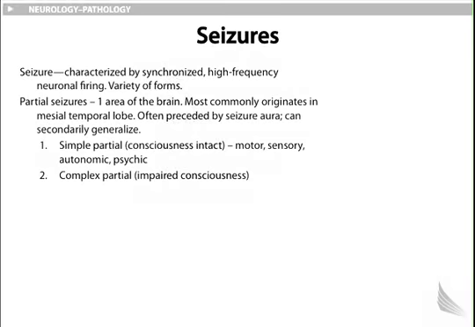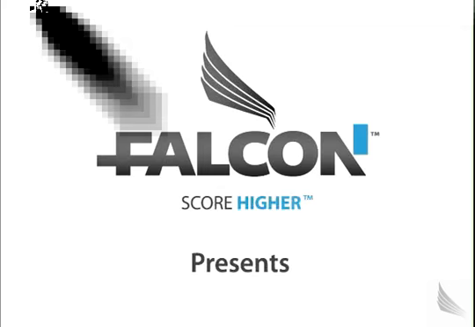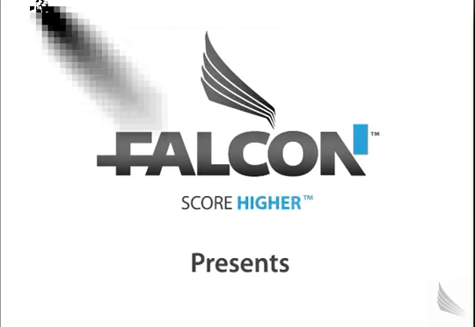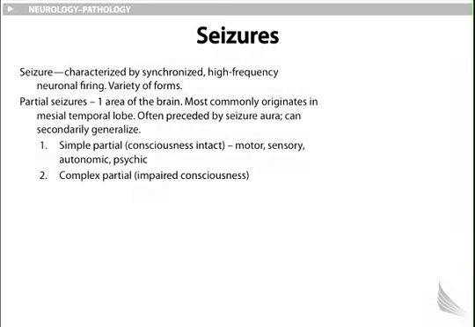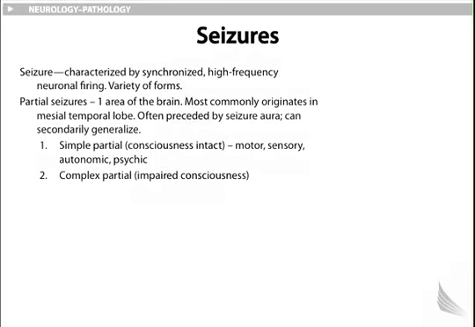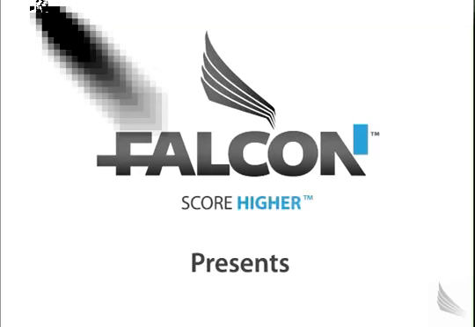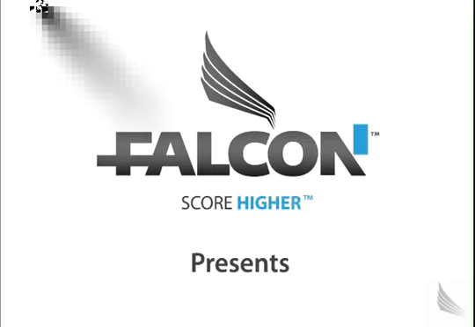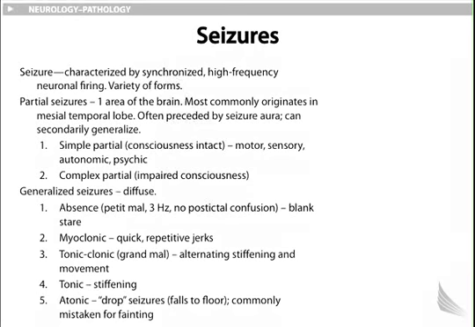Some patients have simple partial seizures, which means that consciousness remains intact, meaning the seizure itself is some sort of motor, sensory, autonomic or psychic event, or they may have complex partial seizures where there's some impairment in their consciousness. Generalized seizures at some point in their evolution involve the whole cortex, and there are multiple types.